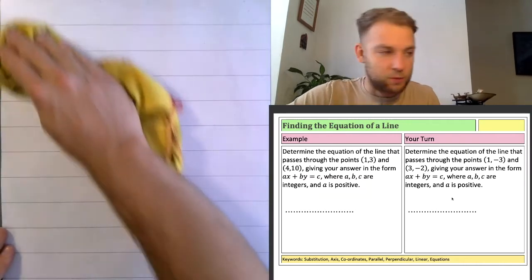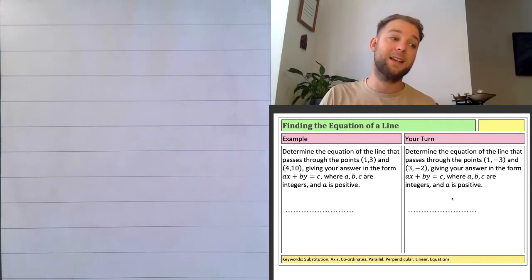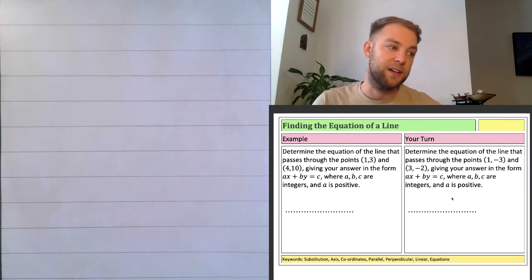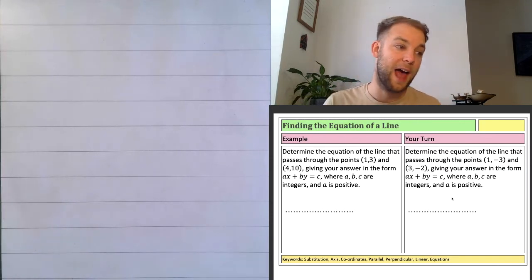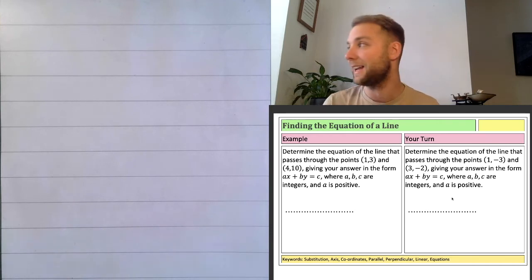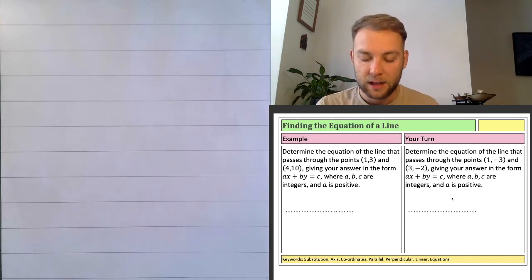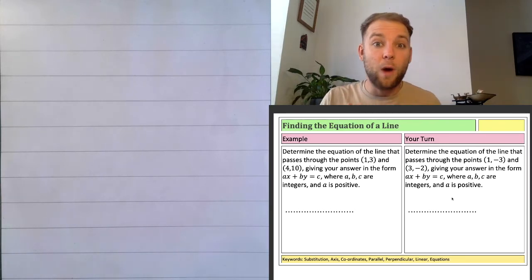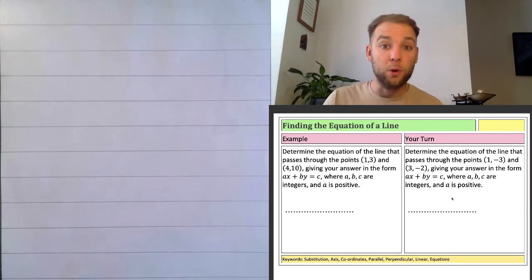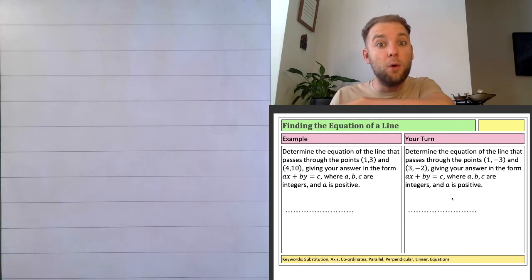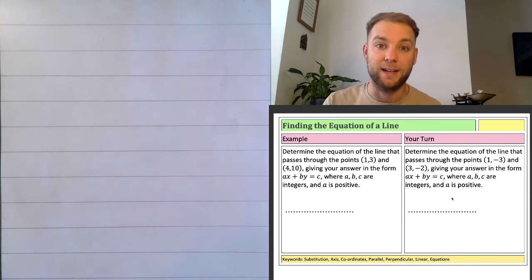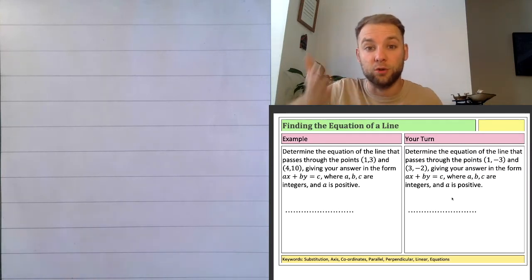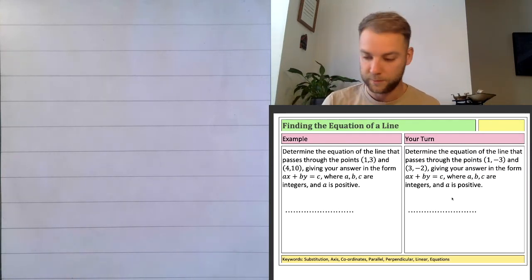So notice with this one, determine the equation of the line that passes through (1, 3) and (4, 10), giving your answer in ax plus by is equal to c, where a, b and c are all integers and a is positive. Now, the first thing you notice with this is that you don't have a gradient. But you know from the video that we can find the gradient from 2 points if we draw a right angle triangle. So that's what we need to do.